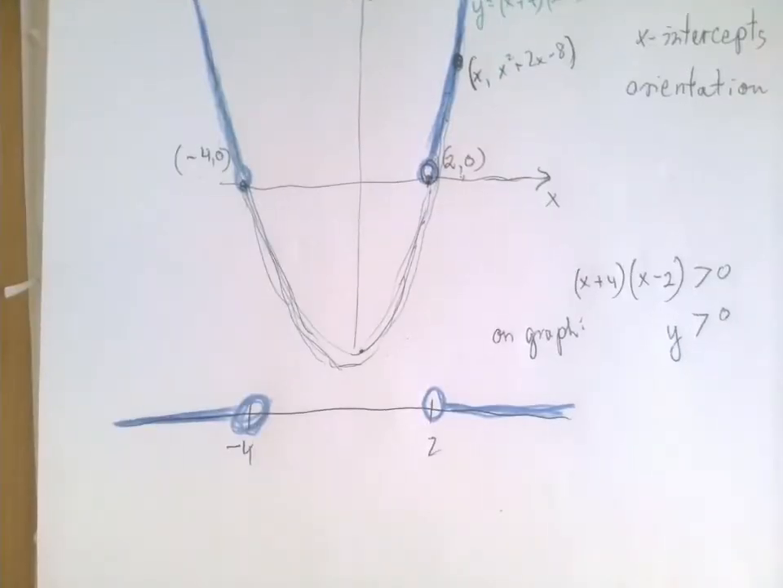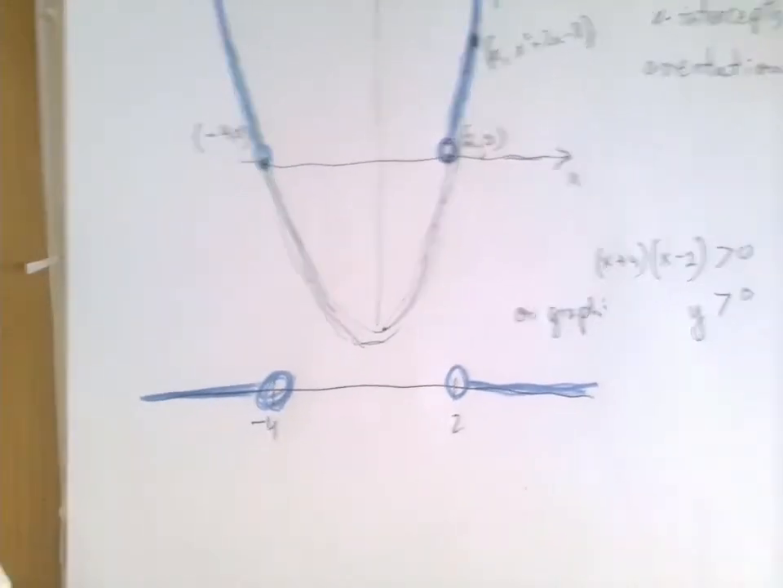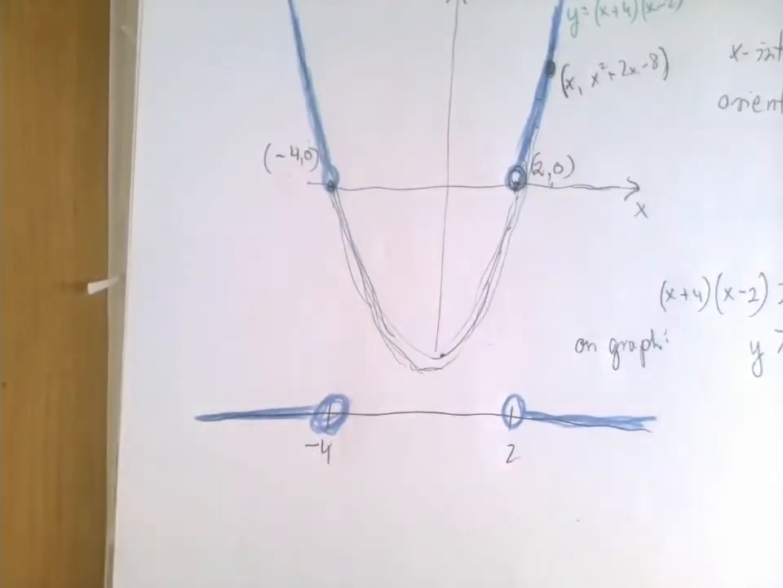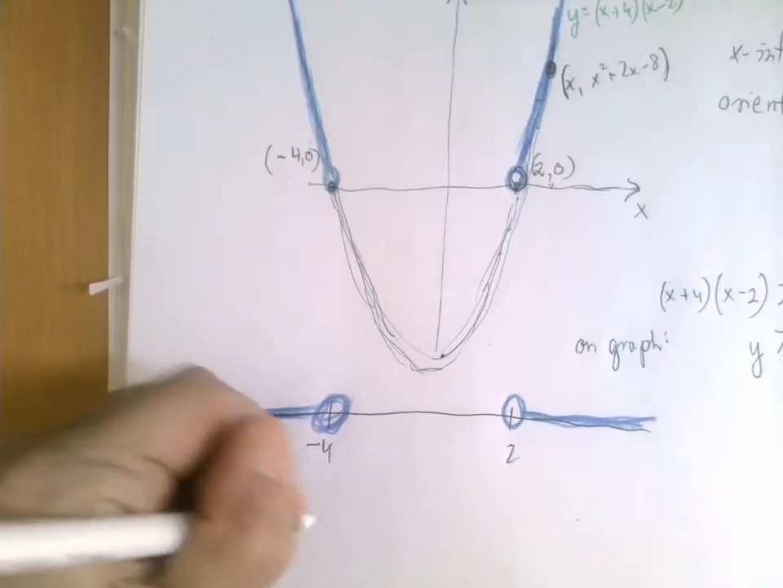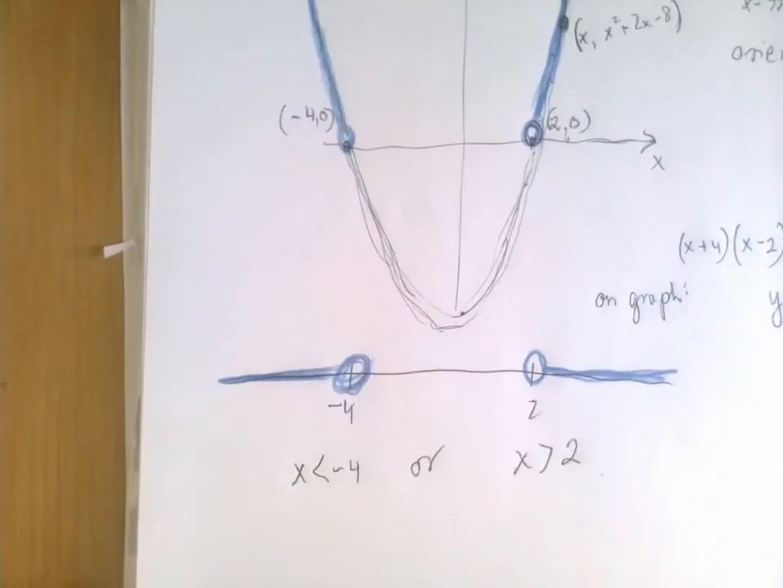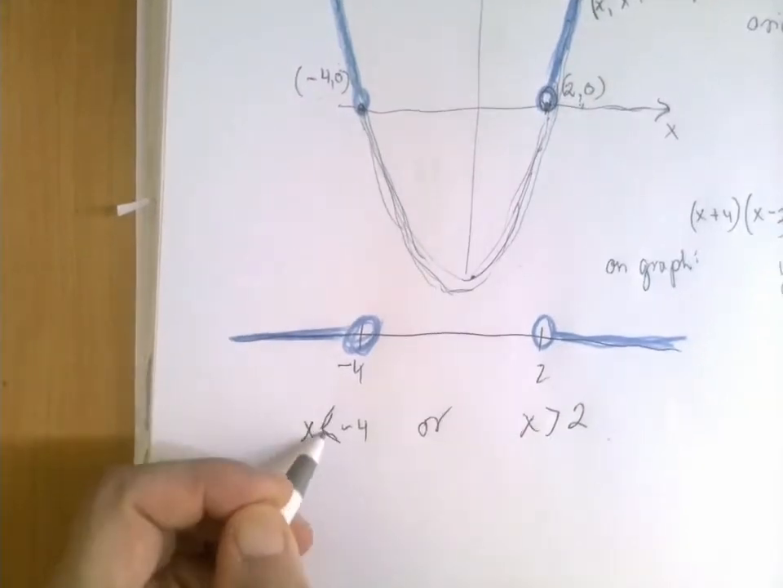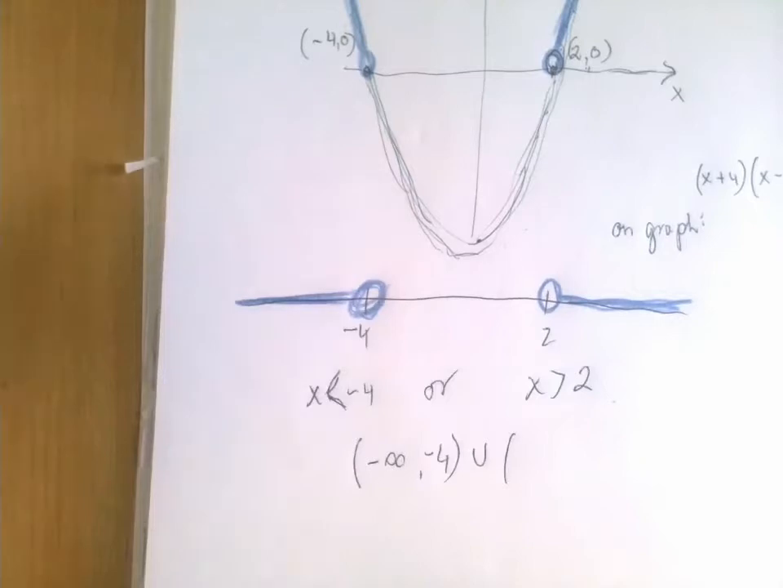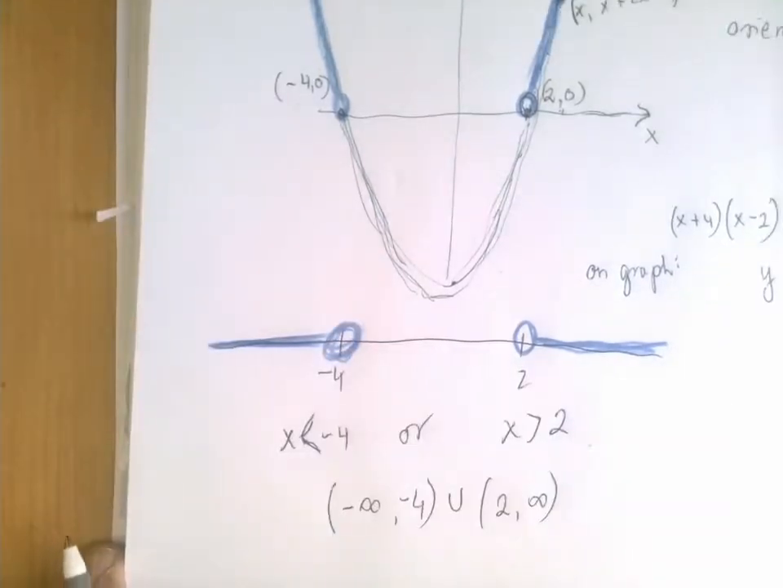And then when we translate that into algebra, it's kind of weird, because to the left of negative 4, those are the numbers less than negative 4. So x is less than negative 4, or x is greater than 2. You cannot combine it into a simpler statement. Also, here is the same solution set in interval notation. So this is the solution set.